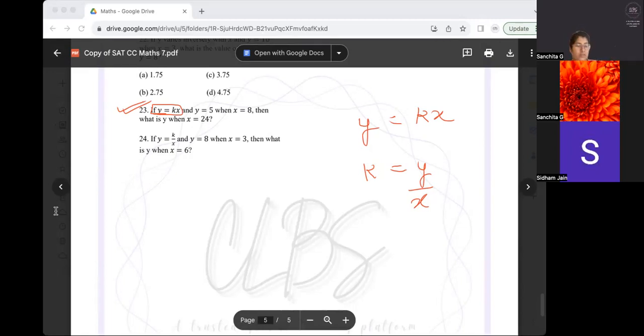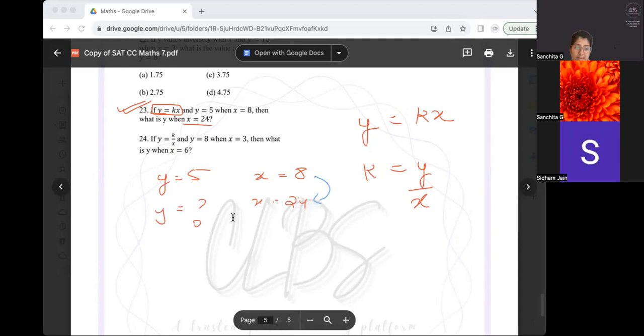Yes, correct. One technique I will discuss right now is how to solve this type of question. So we have y is equal to 5 and x is equal to 8, right? And the question is stating when x is equal to 24, what is y? I have multiple ways of solving it. I wanted to solve within 5 seconds. How to solve within 5 seconds?